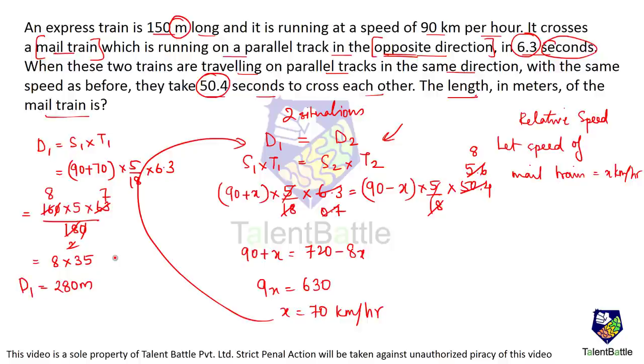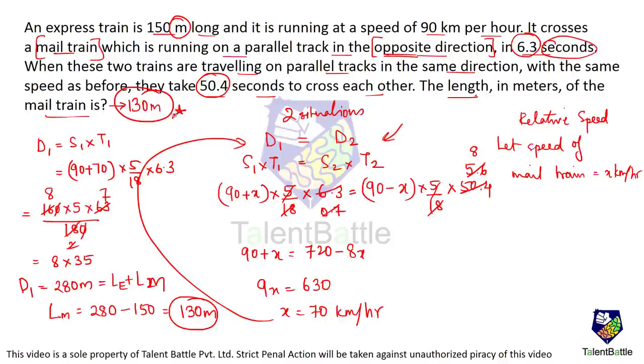Now, in case of trains, when two trains cross each other, the distance traveled will be equal to the sum of the lengths of the trains. Okay. So this is the length of the express train and this is the length of the mail train. So the length of the mail train would be what? It is going to be 280 minus 150, which is the length of the express train. That comes out to be 130 meters. Okay. So the length in meters of the mail train is 130 meters. This is the final answer.